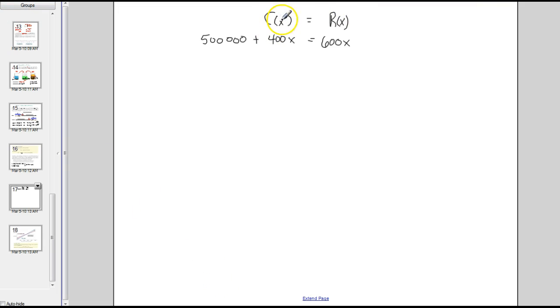Alright, the break-even point happens when cost equals revenue. So here's the cost function, here's the revenue function. We're just going to solve this equation for X, and that's how many items are needed to be produced for cost to equal revenue. Alright, so we're going to divide both sides by 200. That's going to get rid of 2 zeros up there, and then we got 5,000 divided by 2, so 2,500 is how many goods we need to produce.